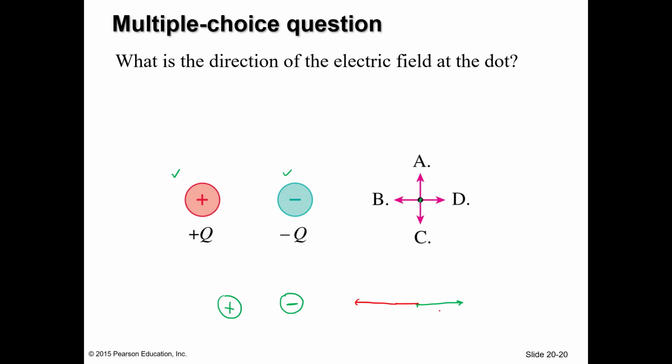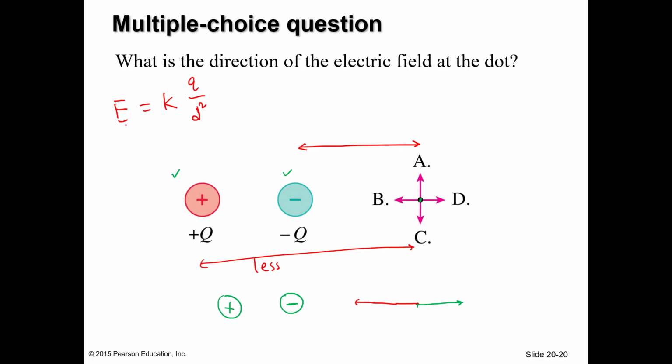Now we have one force to the right and one to the left, but which one would be greater? Left would be greater because it's closer, right? So there would be more force for closer charges than for the farther charges, because electric field depends on the distance. It's k q over r squared, so it depends on distance.